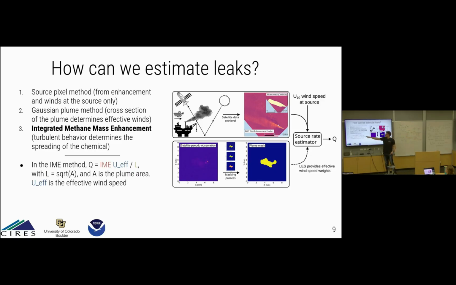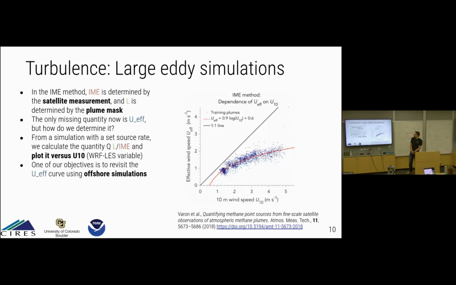And in the IME method, which is the integrated methane mass enhancement, you have this expression here. It's a very simple expression. So the source rate will be given by the methane enhancement in the image, so how strong your signal is, the effective wind speed at the source, this is something we're going to talk about later on, and the plume length, which is the square root of the plume area from the plume mask, which is the area where you have methane in there. So I'm going to talk a little bit more about turbulence in large eddy simulations, which is how we simulate turbulence.